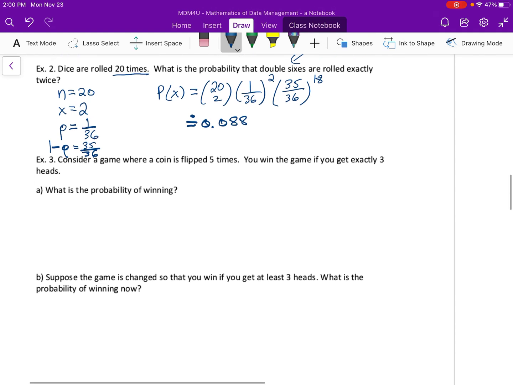So another example. It says, consider a game where a coin is flipped 5 times. You win the game if you get exactly 3 heads. Why don't you try this one? I would pause the video here and see what you get based on this.